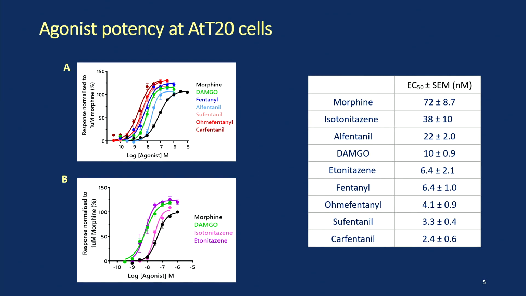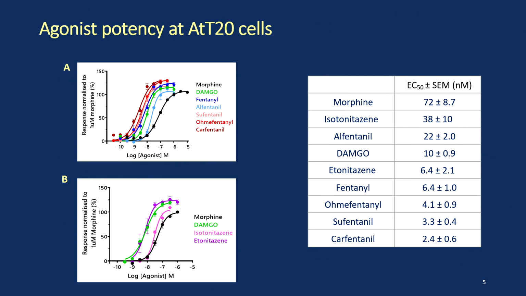The first thing we wanted to do is to look at the potency. Here at the top, you see the concentration response curves for the fentanyls, and at the bottom, the same for the nitazenes. In both data sets, we included morphine and DAMGO as standard control opioid agonists. So what we can see clearly, all agonists were more potent than morphine, and all agonists were full agonists. And here in the table, you see the EC50, and I want to highlight here carfentanil was the most potent among all of them. And carfentanil was 30 times more potent than morphine.